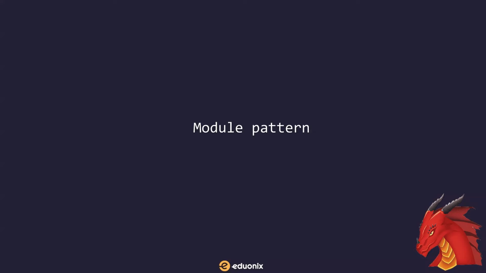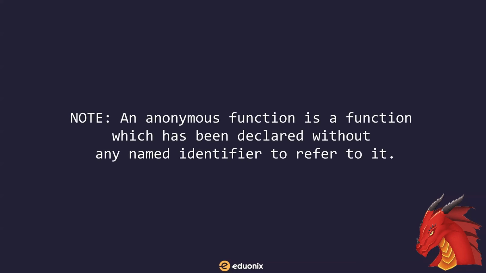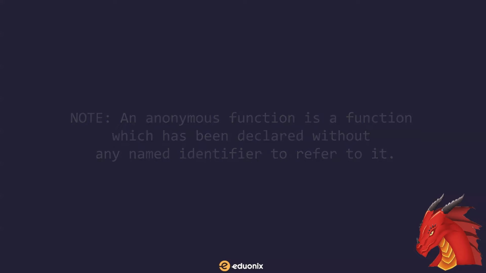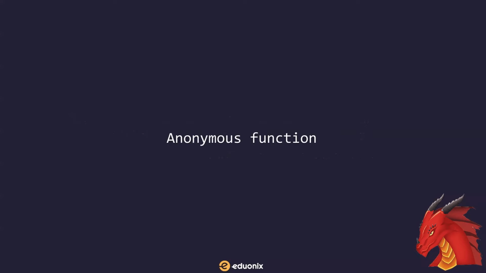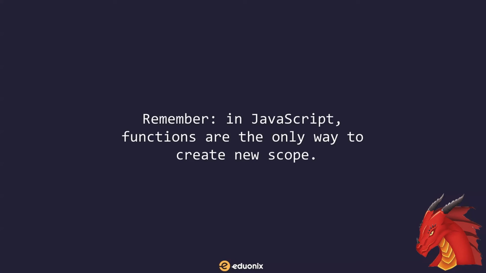In this first upcoming example, we'll be using an anonymous closure, by putting all our code in an anonymous function that will help us accomplish our goal. Note, an anonymous function is a function which has been declared without any named identifier to refer to it. As such, an anonymous function usually is not accessible to the developer to reference after its initial creation. Remember, in JavaScript, functions are the only way to create new scope.